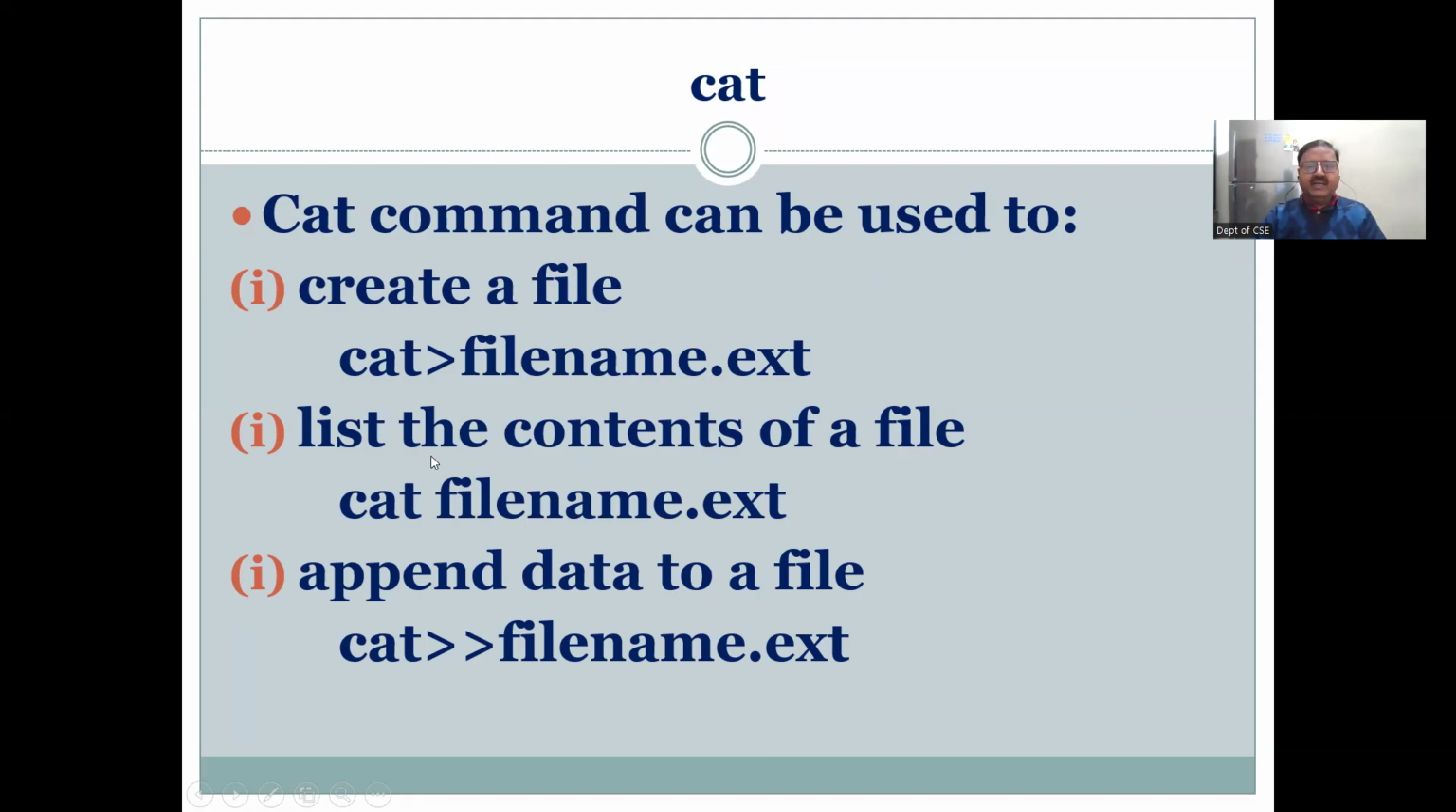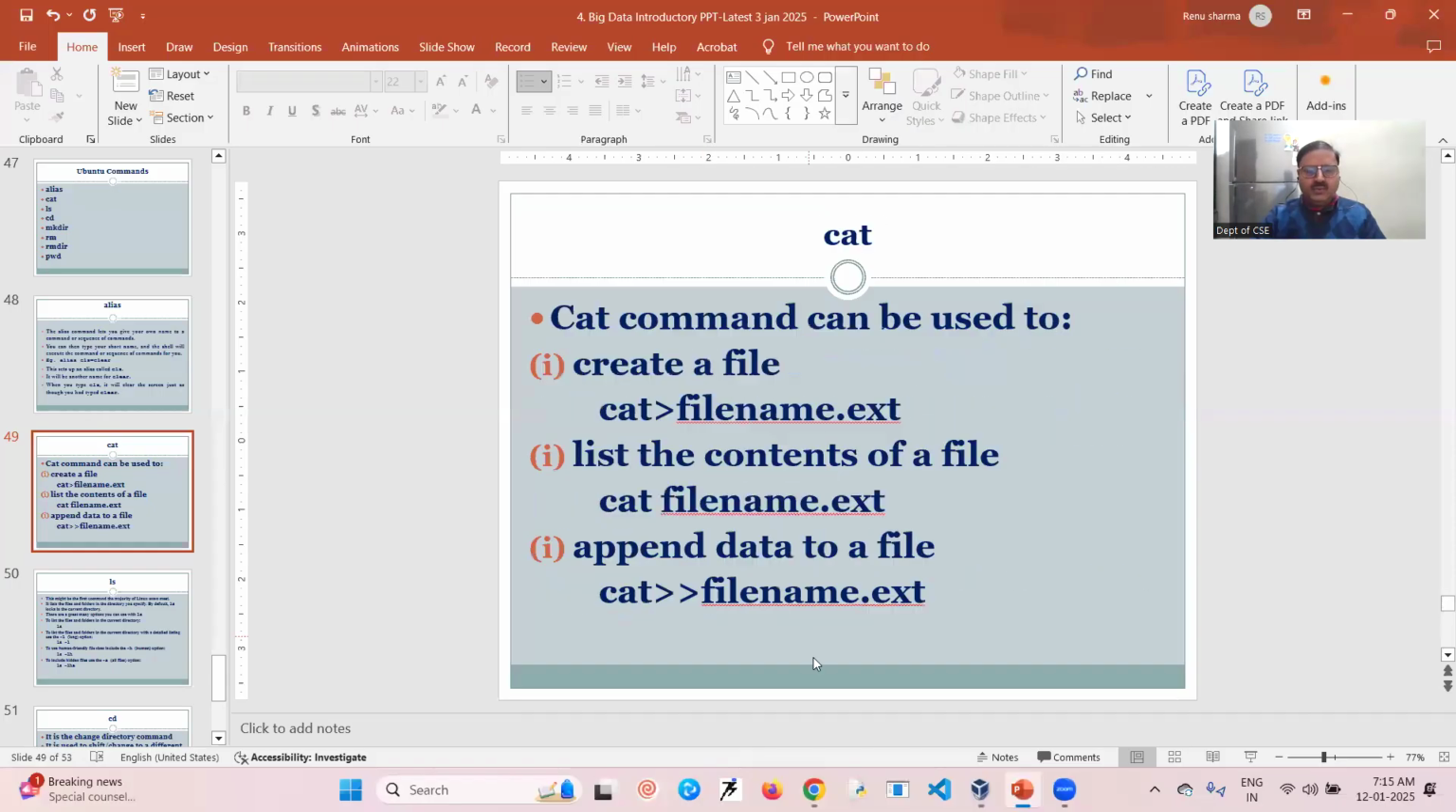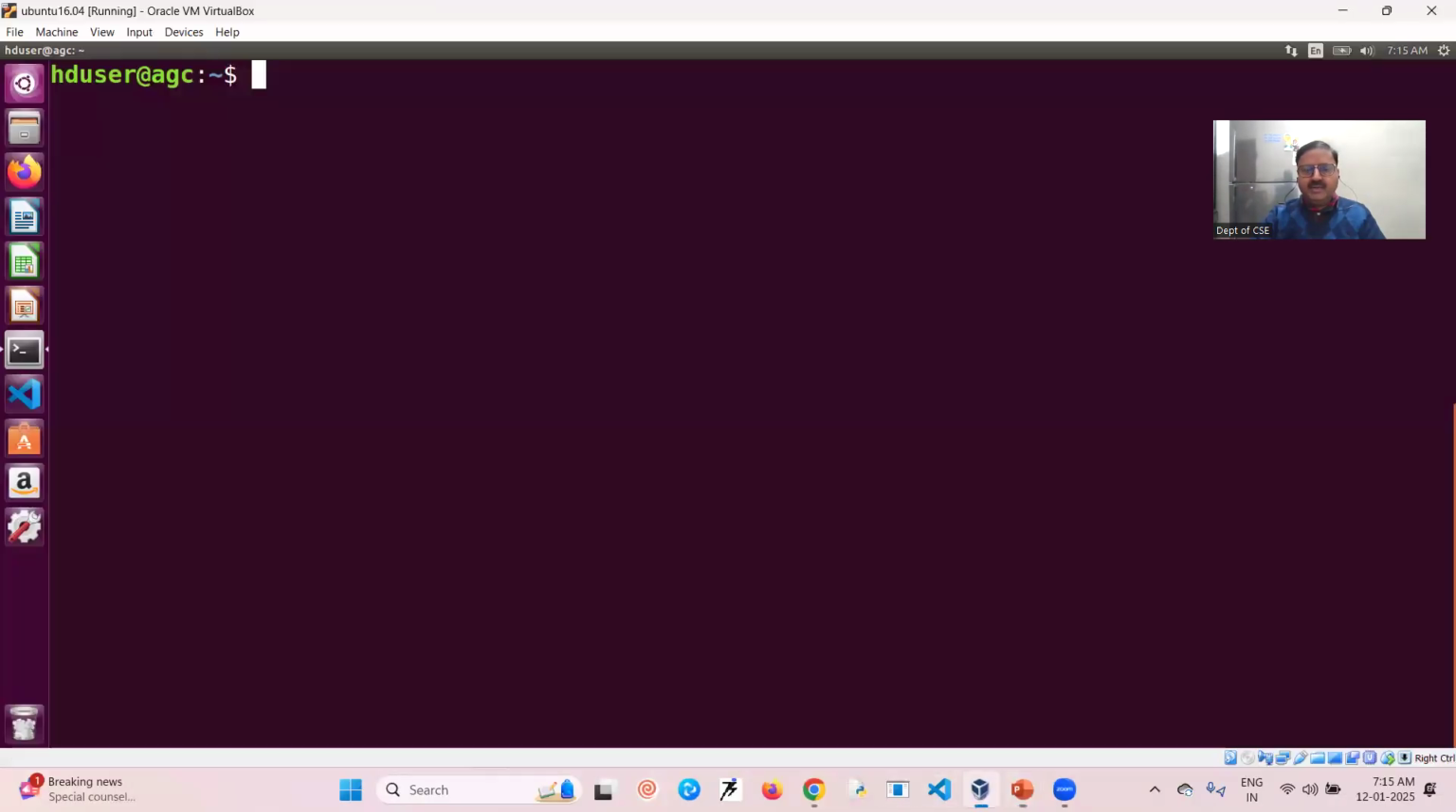Similarly, if you want to list the contents of a file, you can simply write cat followed by the file name and extension. And every time you use cat with this redirection symbol, the previous contents of the file get erased. Okay. So if you want to append something to an already existing file, then you need to use this double redirection, right? So these are the three usages of the cat command. So let's now go to our terminal to check these commands.